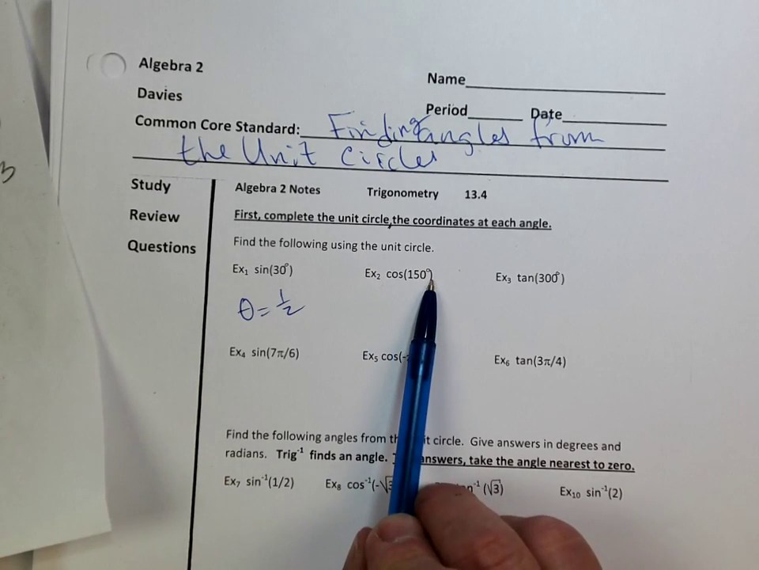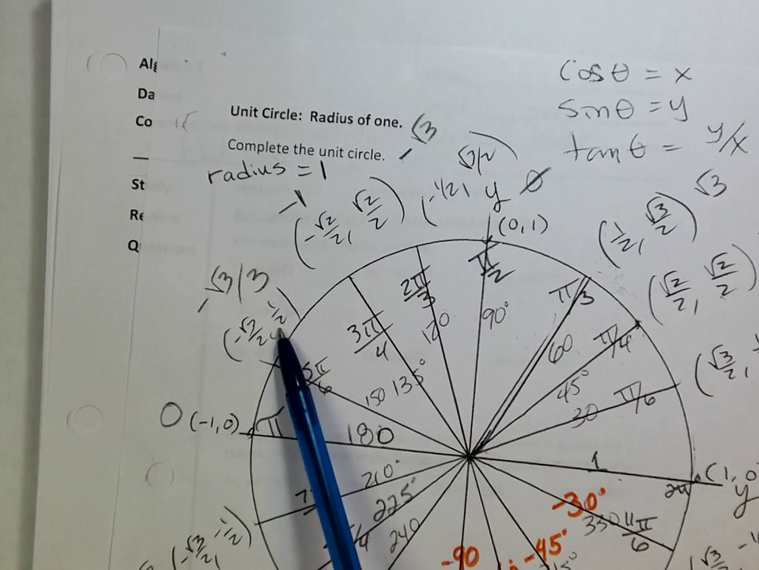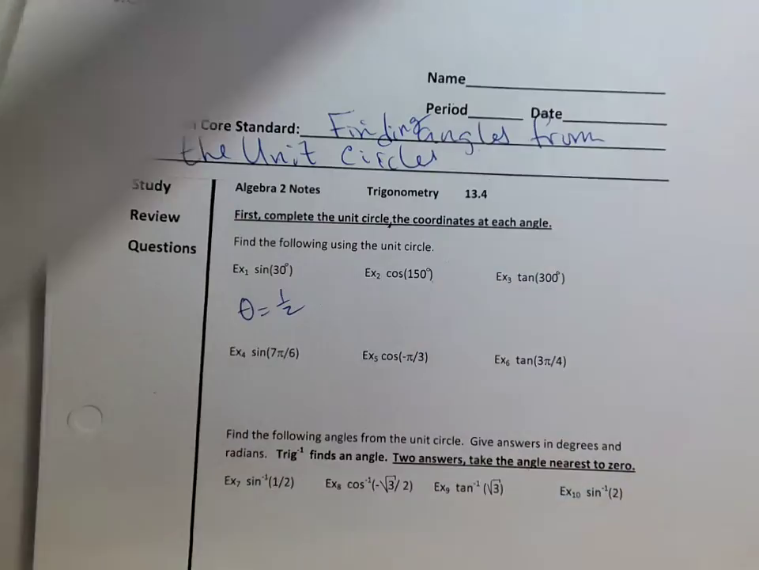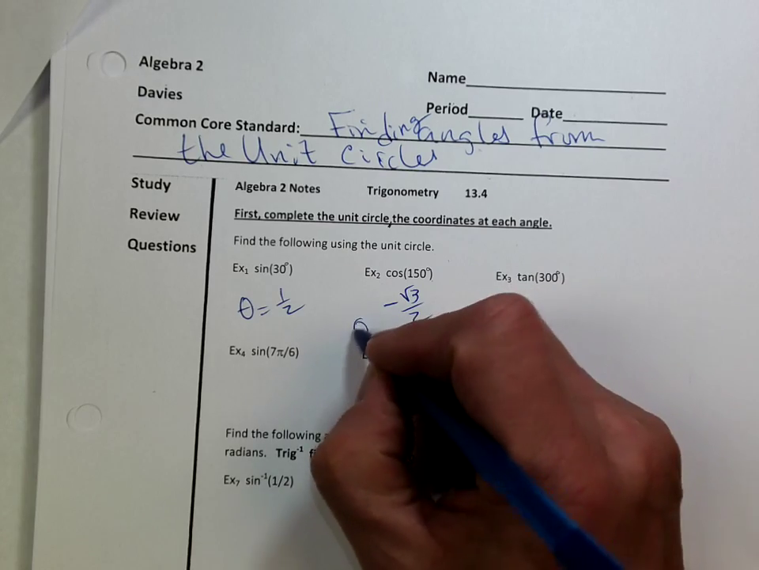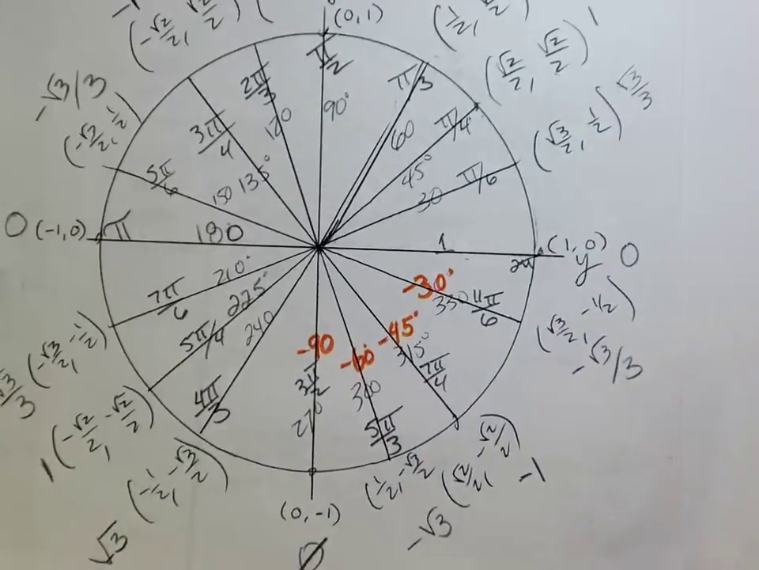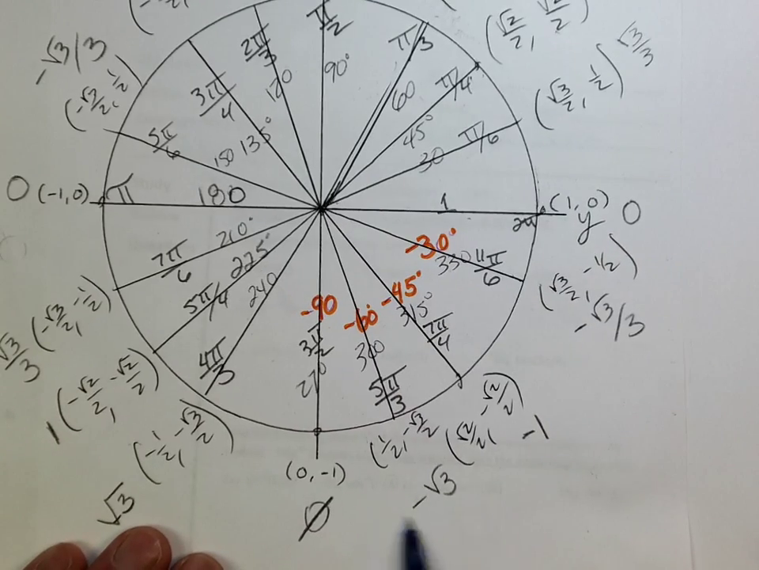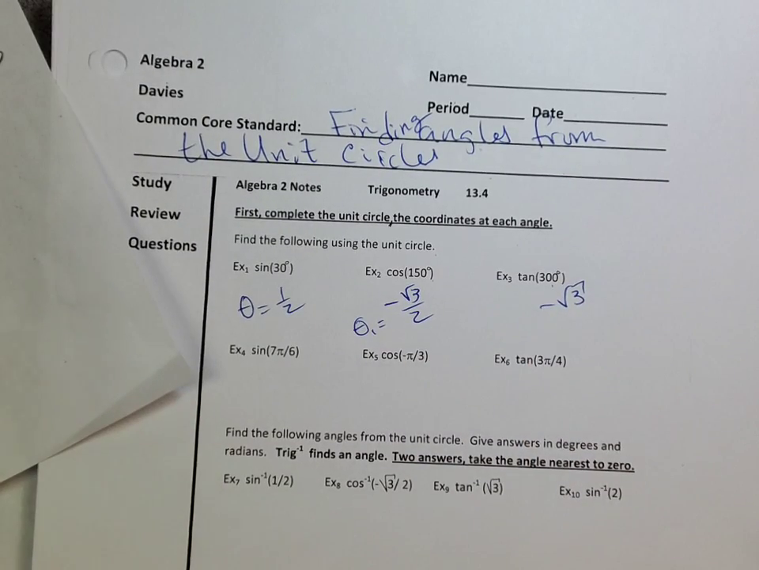Example 2. Cosine of 150. Cosine is the x value. 150 is here. The x value is negative square root of 3 over 2. Okay, that's my answer. Tangent of 300. Okay, 300 is here. Tangent value is on the outside. It's just going to be negative square root of 3. Okay, thumbs up. Am I good? Everybody good? Okay, let me keep going.